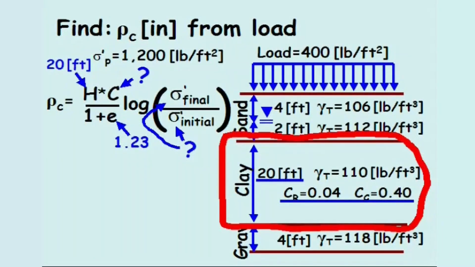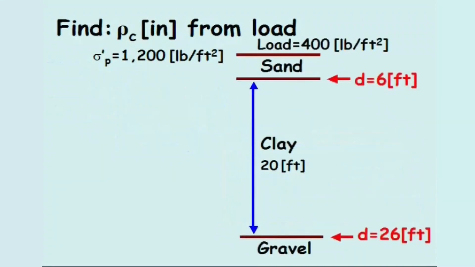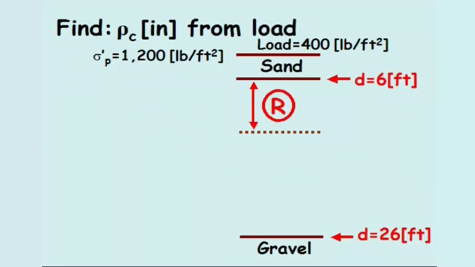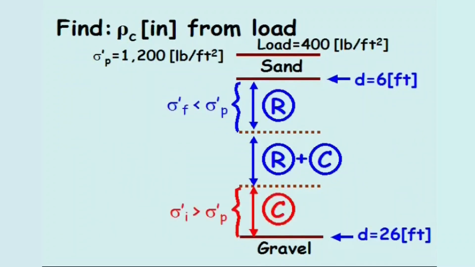Now, let's zoom in on just the clay layer. We'll divide the clay layer into the segments which consolidate along the recompression curve only, the virgin compression curve only, and along both curves. The soil that only consolidates along the recompression curve has a final stress less than the pre-consolidation stress, and the soil that only consolidates along the virgin compression curve has an initial stress greater than the pre-consolidation stress. The remaining soil consolidates along both curves.